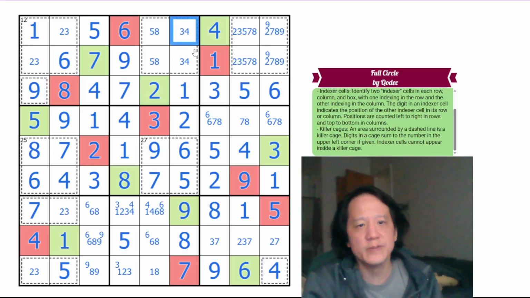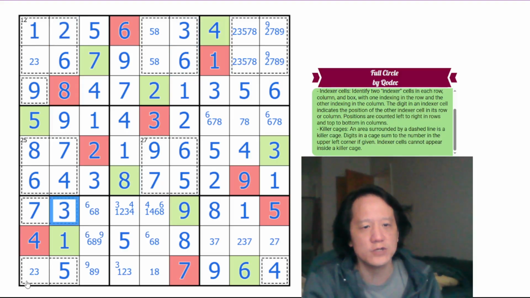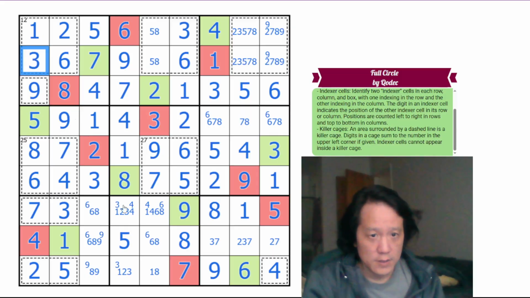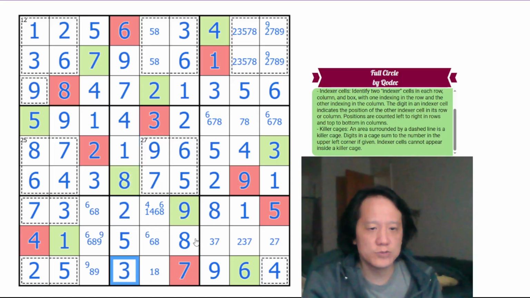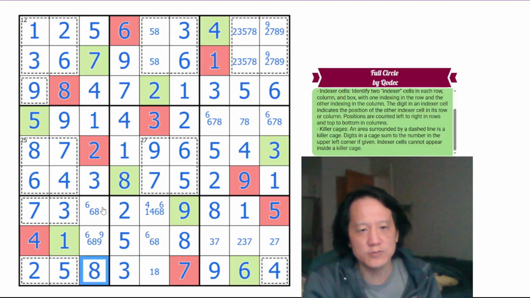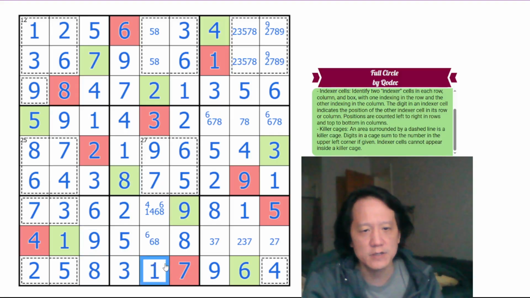Okay, this 4 eliminates 4 here, so it's 3 and 4. 3 eliminates 3 here, so it's 2, 3, 2, and 3. This can't be 1, 3, or 4, so that's 2. This can't be 1 or 2, so it's 3. This 9 eliminates 9 here, so it's 8, which makes this 6, which makes that 9. 8 eliminates 8 here, so it's 1. This 8 eliminates 8 here, so it's 6. This can't be 1, 6, or 8, so it's 4.